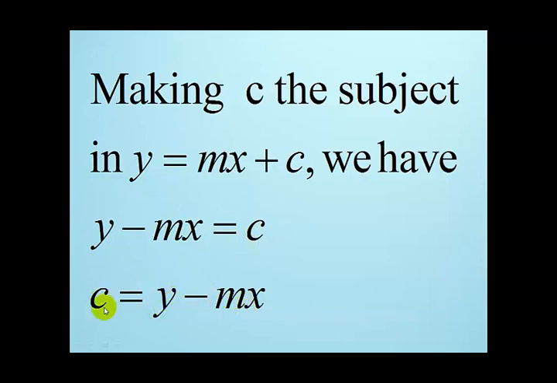So we can see that in c equals y minus mx, c now stands alone. That means that c has been made the subject. That means that c is the subject.